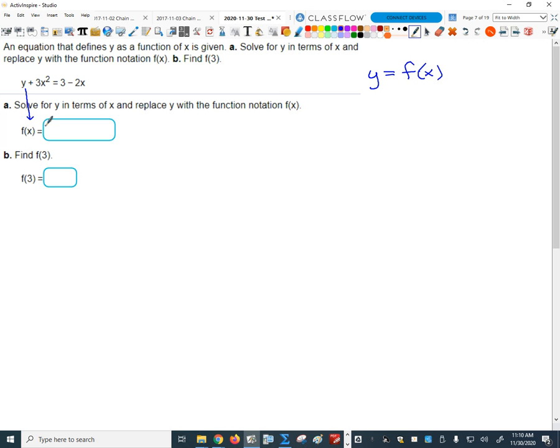You have to minus 3x squared. There you go. And that gets the y by itself. And so then we'll change the y for an f of x. And on the other side, we just get 3 minus 2x minus 3x squared.